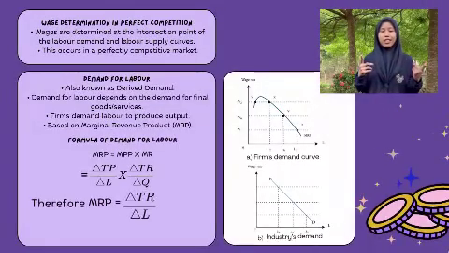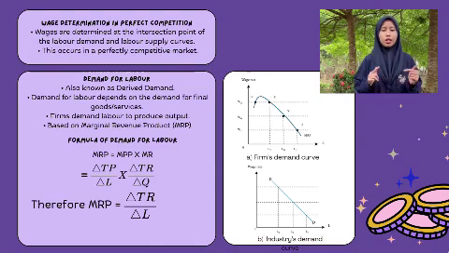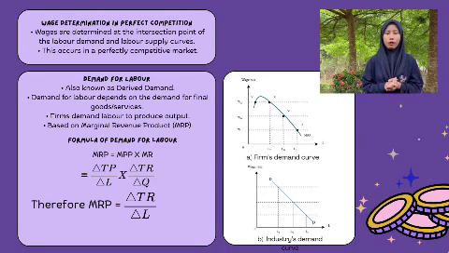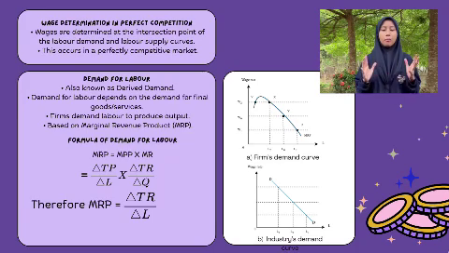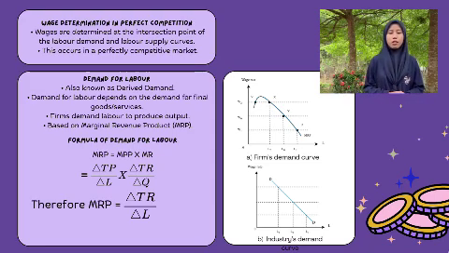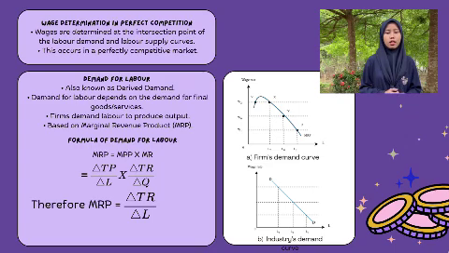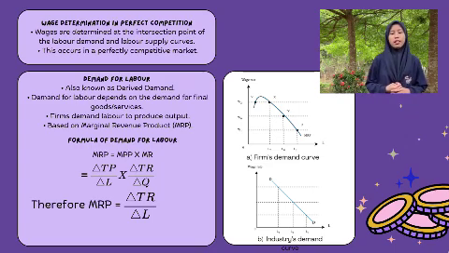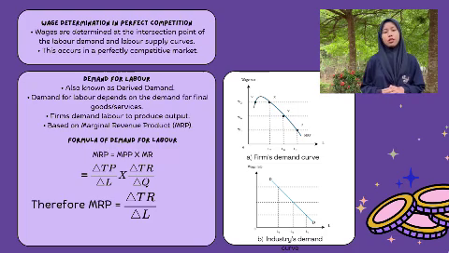Next is wage determination in perfect competition, where wages are determined at the intersection point of the labor demand and labor supply curves. This occurs in a perfectly competitive market. Demand for labor is known as derived demand. It depends on the demand for the final goods and services that labor has produced. Labor is demanded by firms to produce goods and services in the economy. These demands come from firms and are based on marginal revenue product, the extra revenue earned from hiring one more worker, assuming other inputs stay constant.